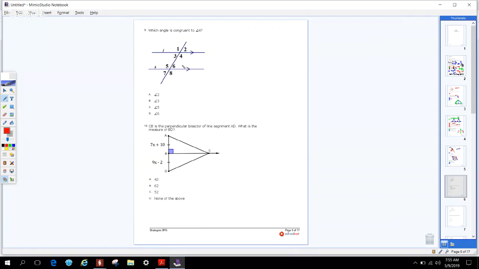Which angle is congruent to angle 4? Shh, guys, still recording. We got 2 more questions and we'll brain break. So here we've got an angle is congruent to angle 4. Excuse me. I'll wait.